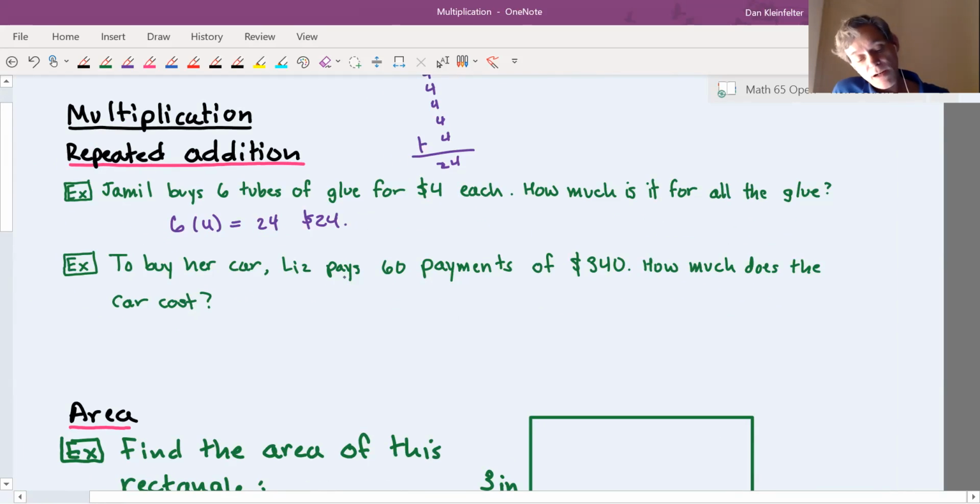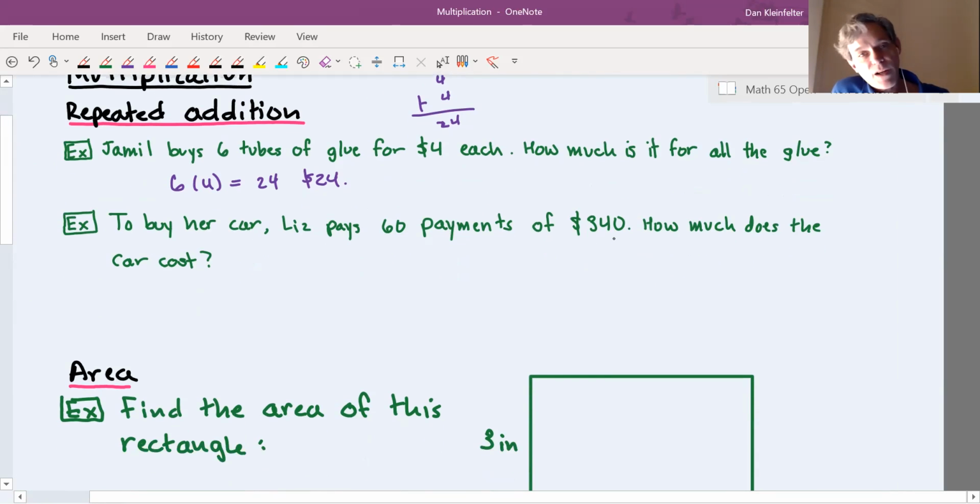Okay, to buy her car, Liz pays 60 payments of $340. We want to know how much the car costs. Of course, none of us want to see me write 340 down 60 times, right? We're going to be here all day if I write down 340 60 times. So instead, we'll say 60 times 340. Okay, we're going to use multiplication to get that done.